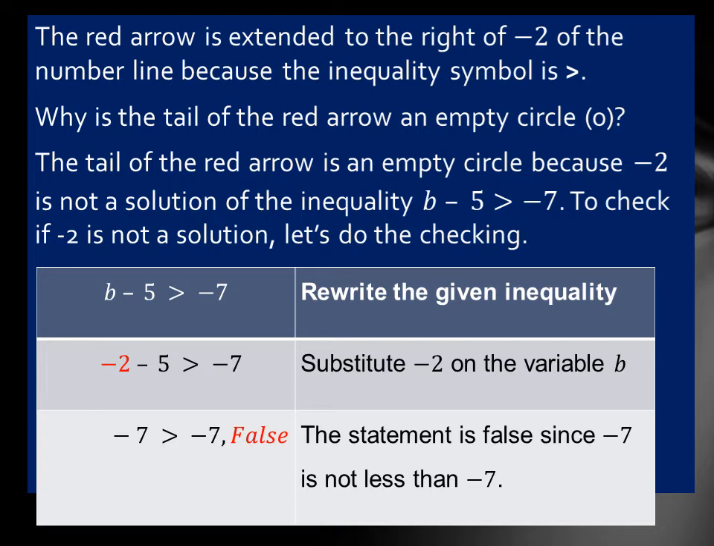Then, after that, we are going to simplify. Negative 2 minus 5, that is negative 7, because they share a common sign. So we are going to add the two integers, then copy their common sign, which is negative. So 2 plus 5, that is 7. So the answer is negative 7 is greater than negative 7. And it makes our statement false because negative 7 is not greater than negative 7. Instead, it is equal.